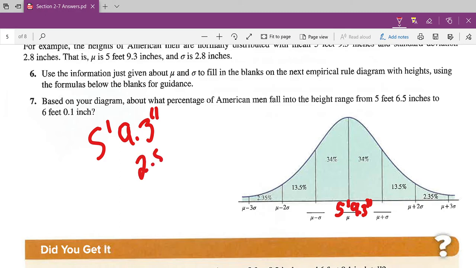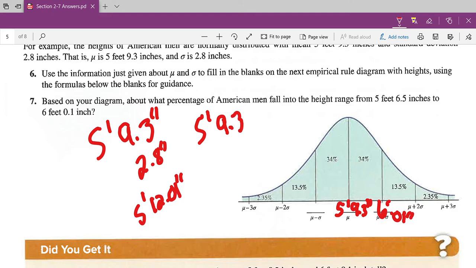and add 2.8 inches, which gives me 5 feet, and then it gives me something funny. It gives me 12.01 inches. Would you ever say that a person is 5 feet 12 inches tall? No, you would say they're 6 feet tall. So this is 6 feet 0.01 inch. And then the other way would be 5 feet, 9.3 inches, minus 2.8 inches, which is a little easier to do. It gives us 5 feet, 6.5 inches.